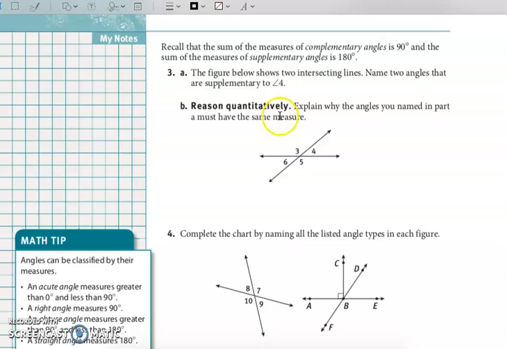And if you want to also figure out part B, explain why those angles must have the same measure. So give that some thought and then unpause the video and see the answer to the question.